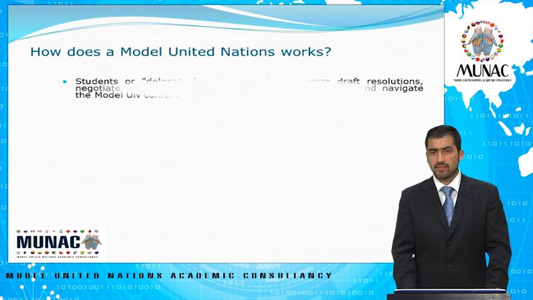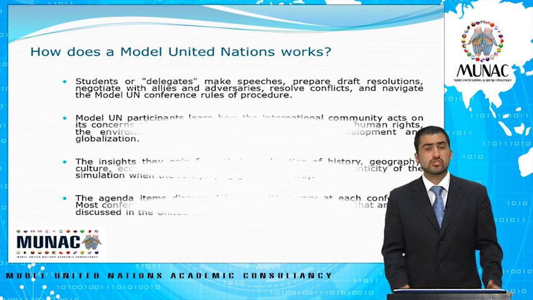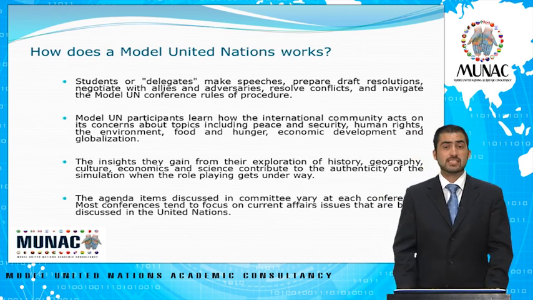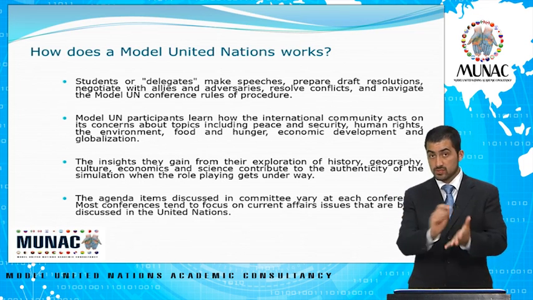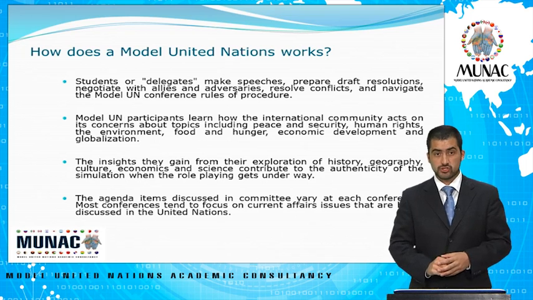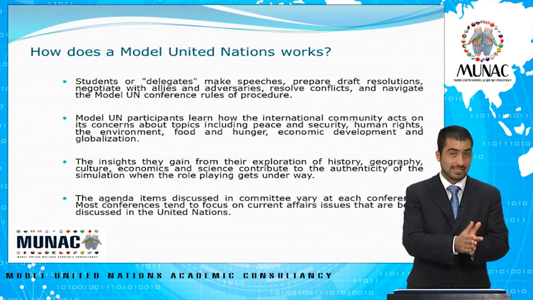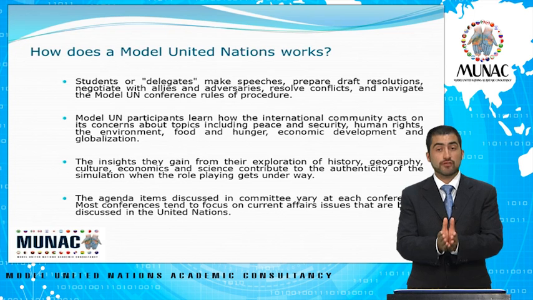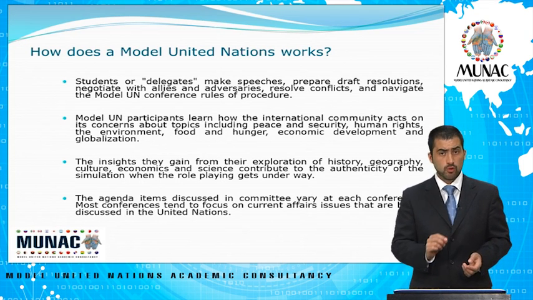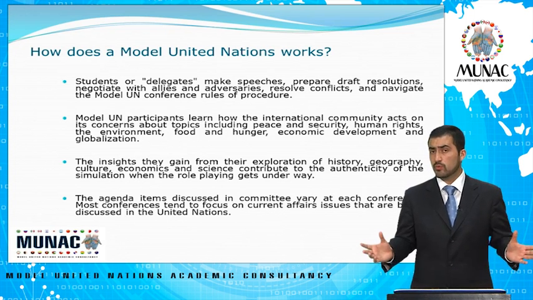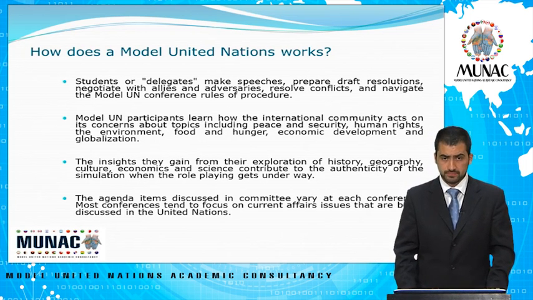How does a Model United Nations work? Well, students or delegates make speeches, they prepare draft resolutions, it means papers where they write all their creative solutions, they negotiate with allies and adversaries, they resolve conflicts, and they navigate through the Model of United Nations with very specific rules of procedure, that we will see in another training session.